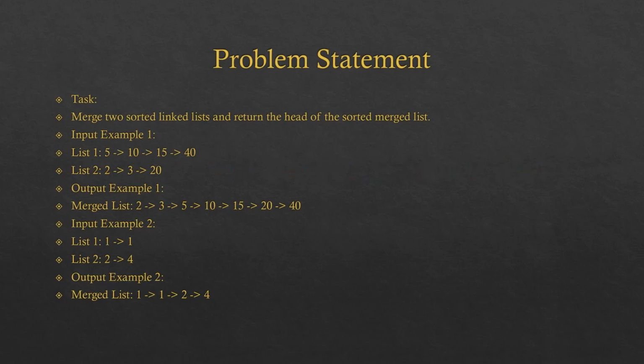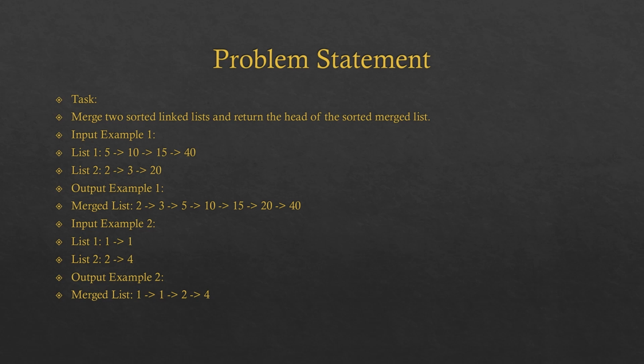In this problem, we are given two sorted linked lists and our task is to merge them into one sorted linked list. Here's an example. For list 1, we have 5, 10, 15 and 40. And for list 2, we have 2, 3 and 20. When merged, the output should be a sorted list: 2, 3, 5, 10, 15, 20 and 40.